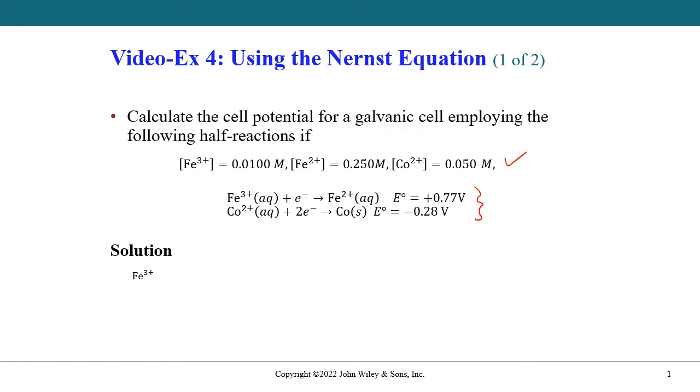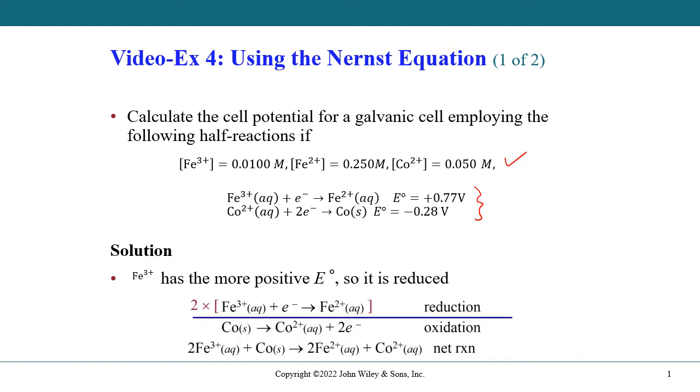So first of all, if we look at the two equations, the iron is the more positive, so it's going to be reduced, and the cobalt is the more negative, so it's going to be oxidized. Okay, so when we put together the final reaction, we see that we have to balance the electrons in order for the electrons to cancel.